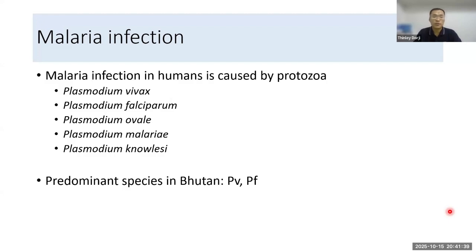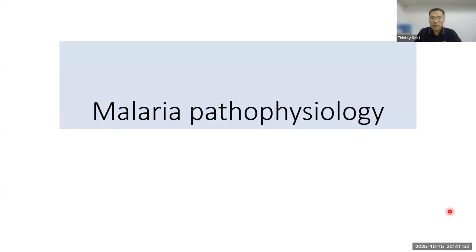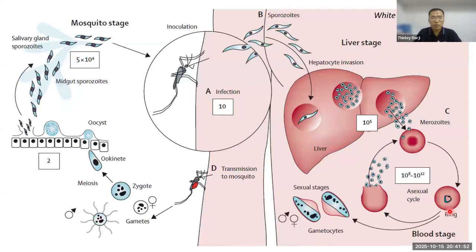Malaria is an infection caused by protozoa called Plasmodium. There are different types of Plasmodium, and in Bhutan, the common ones are Plasmodium vivax and falciparum. To understand the pathophysiology of malaria, we need to know about this cycle where there are two stages: the mosquito stage and the liver stage. In the mosquito, it starts when a mosquito takes a blood meal from an infected human, where the malaria Plasmodium enters the mosquito. It goes through a stage of maturation, and after a certain period, when the mosquito bites the next human, it transmits the Plasmodium into the next human.